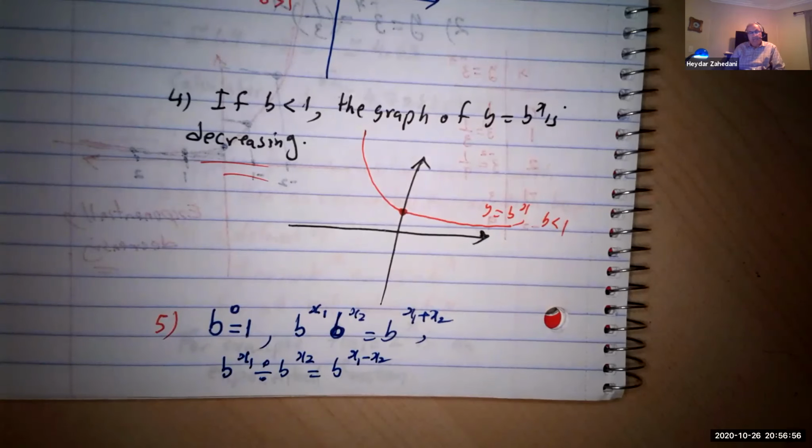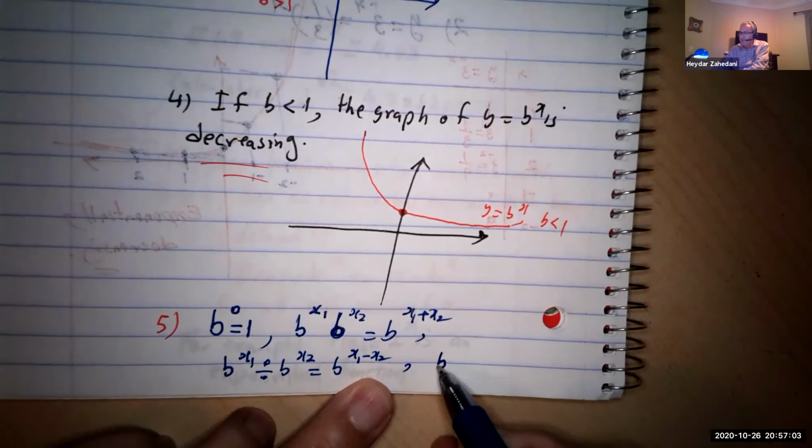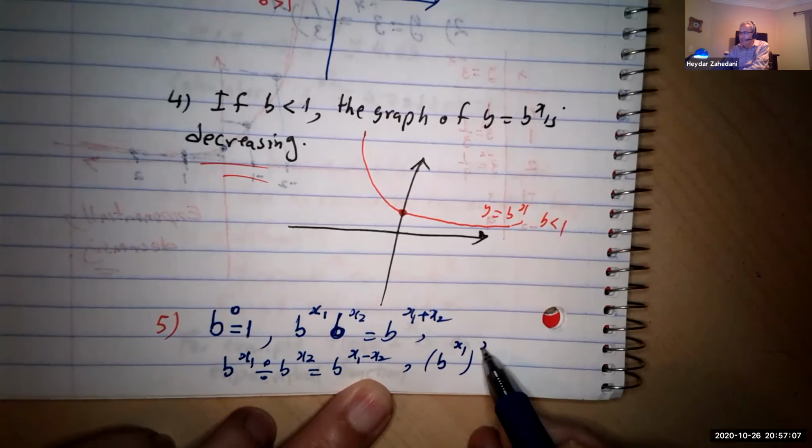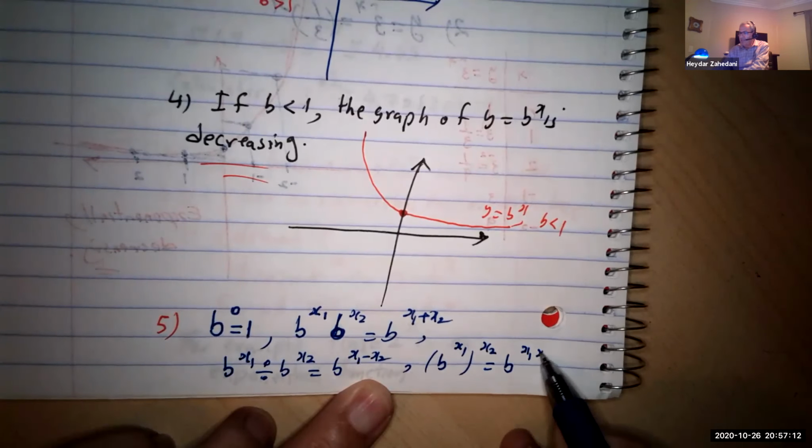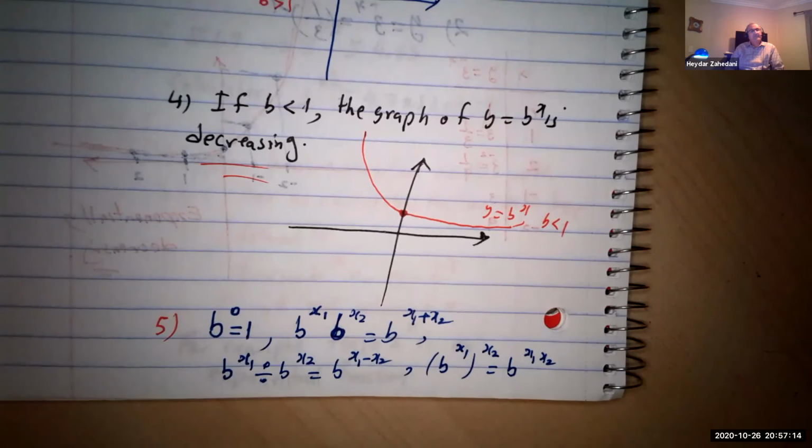If you multiply, we add. If you divide, we subtract, and we need another one. If you have b to the x1 already, but you want to raise it to a new power, this would be b to the x1 times x2. We call it the multiple powers if you have an old power and a new one. So we just multiply them together to get these properties.